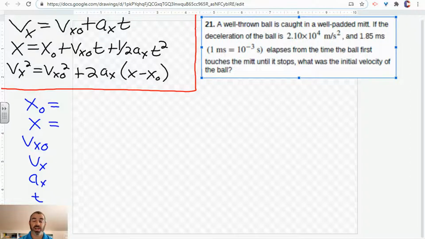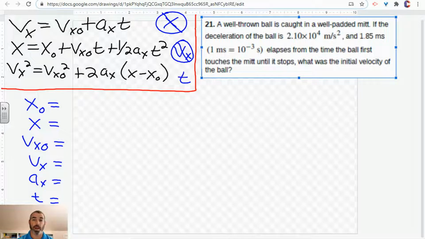So we can see that each of these equations is missing one of these variables. The first equation is missing position. We can look at our second equation, it's missing a variable. The variable it's missing is the final velocity. And our third kinematic equation is missing time.